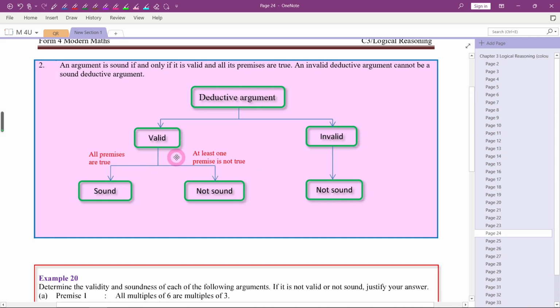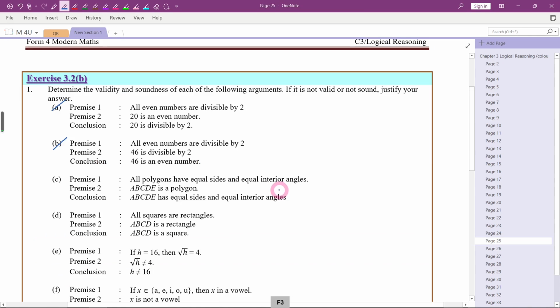Later on I will give you some examples. If it is invalid, it will definitely be not sound. Let's look at some examples. Let's look at part A. All even numbers are divisible by 2. You know what even numbers are, right? 2, 4, 6, 8, 10, and so on. Premise 2 tells us that 20 is an even number. So we can make a conclusion that 20 is divisible by 2.